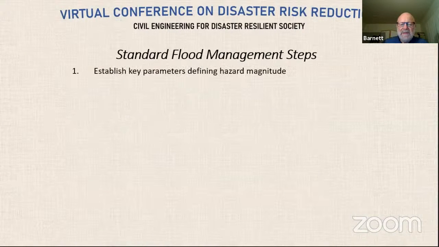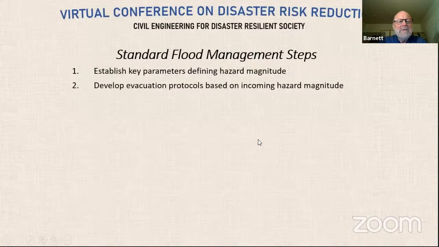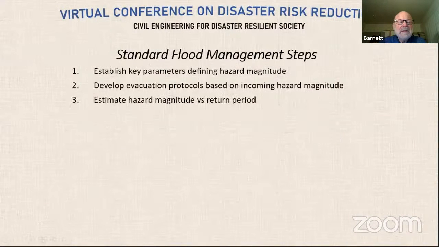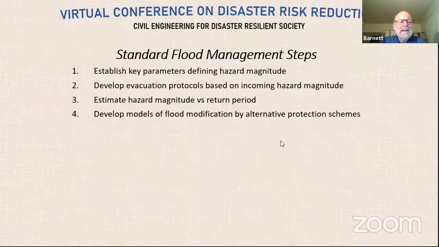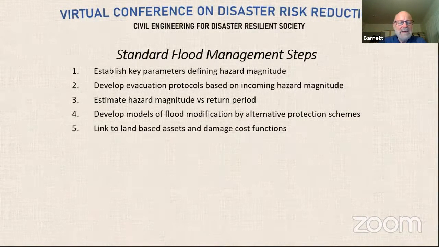So we're proposing a methodology by which all flood hazards can be treated in parallel. So we have standard flood management steps, that is for river and coastal floods, storms. We establish key parameters defining the hazard magnitude, and develop evacuation protocols based on incoming hazard magnitude. Third, we establish the hazard magnitude versus return period, or estimate that, because then we have a time series we can work with. We can develop models of flood modification by alternative protection schemes.